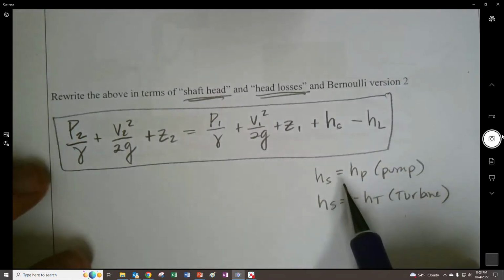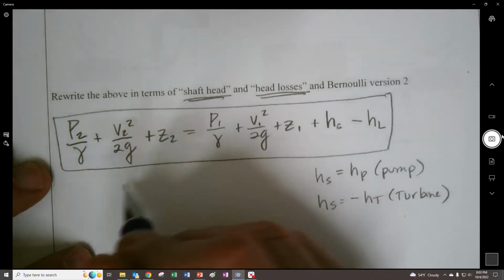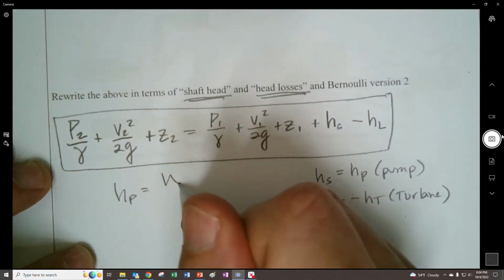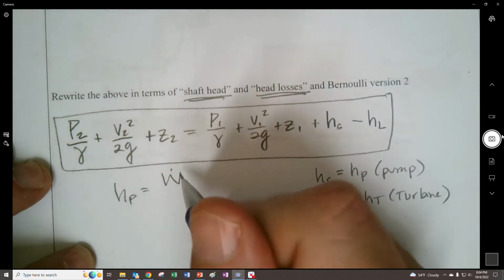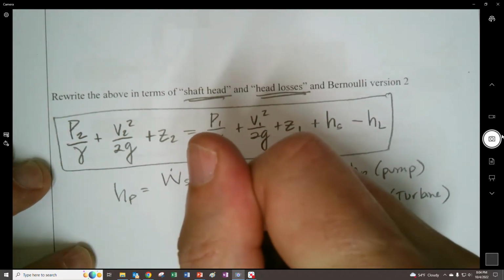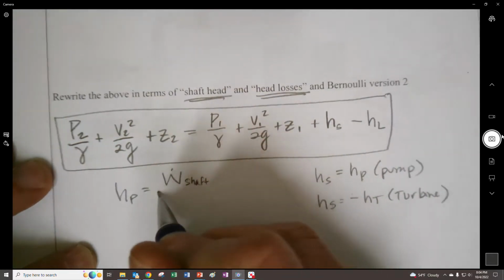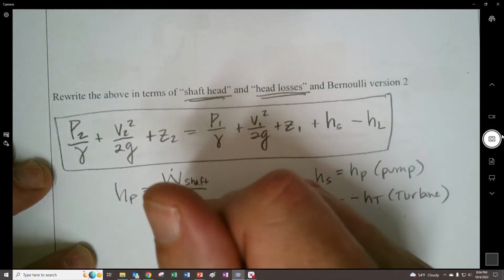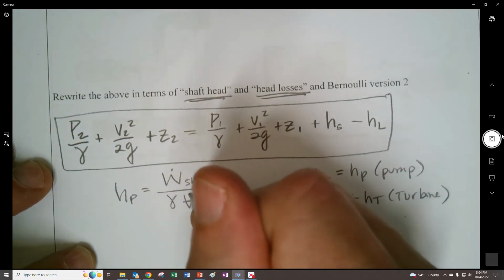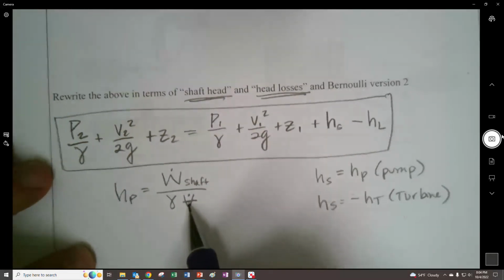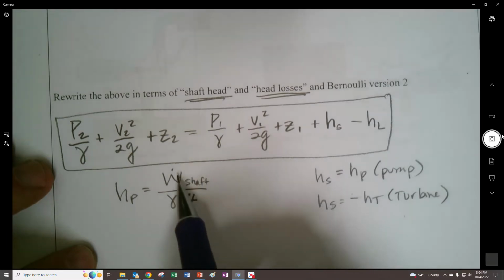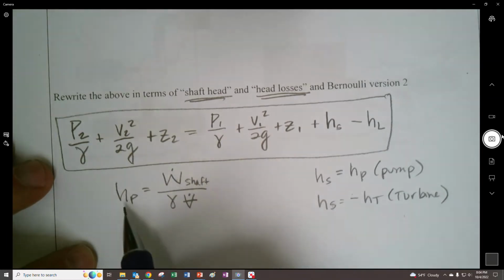So if we want to say, well, what is this pump head? Pump head is taking the power. We can say shaft power divided by gamma times volumetric flow rate, right? So this would be cubic feet per second, maybe. This is pounds per cubic foot, and then this becomes foot-pounds per second right here. And this just turns into feet.